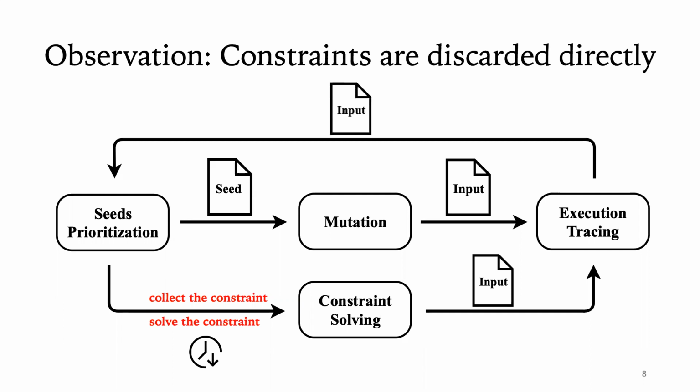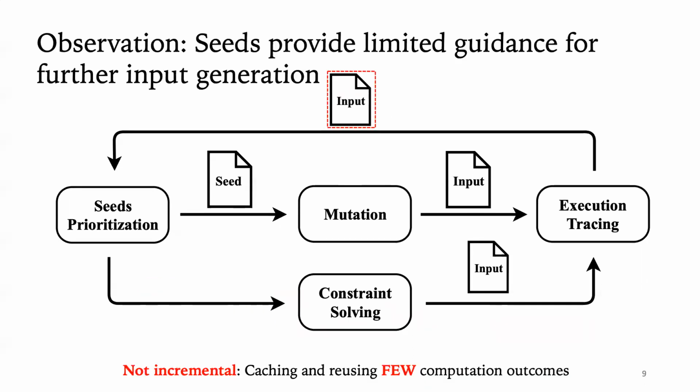This seed input indeed increased the coverage for fuzzing successfully. However, after the execution, inheriting the concept of fuzzing, only the seed input is preserved while these expensive constraints are discarded directly. Thus, the intermediate state is only described by a single seed input, which cannot provide enough guidance for further input generation. This unawareness makes both mutation and constraint solving inefficient. We name this unawareness the non-incremental issue of fuzzing, which first causes the mutation to be unguided.